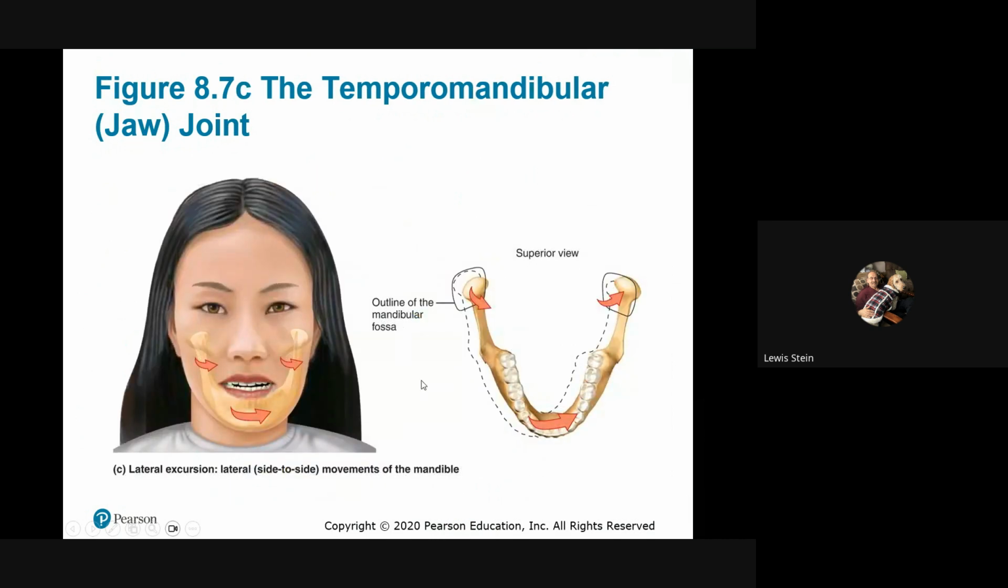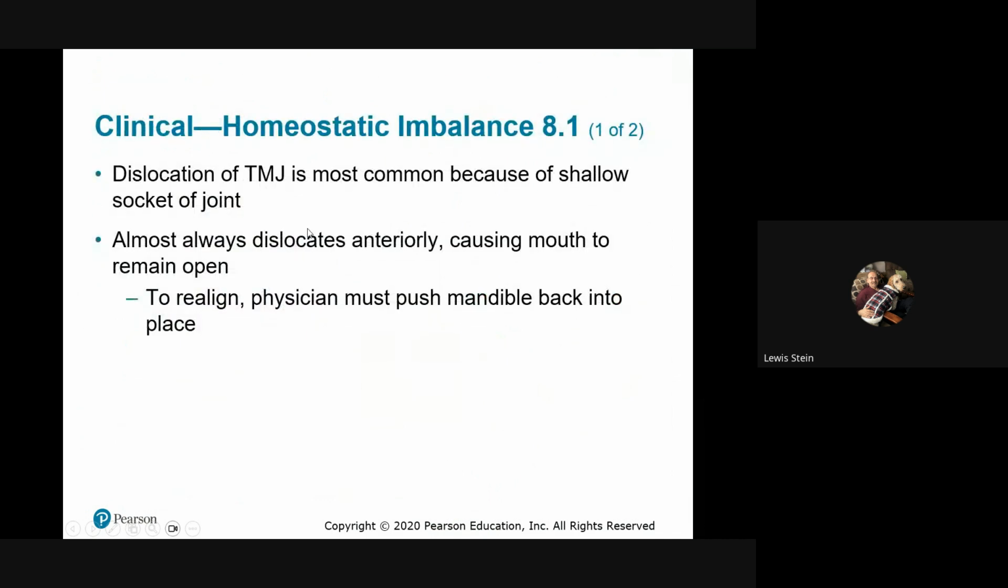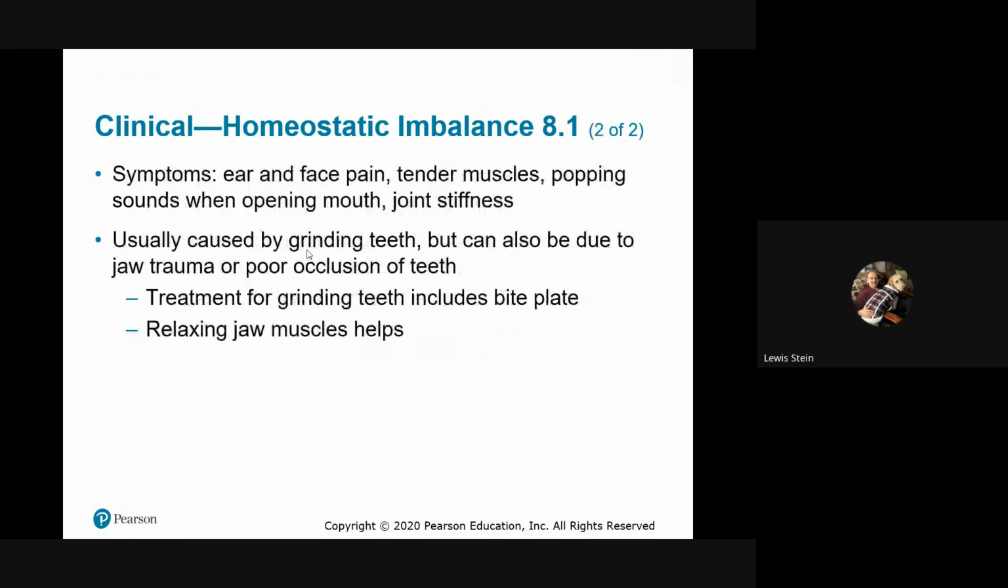Just to give you the clinical nugget that's associated with it, it's the most common because of the shallow socket of the joint. I don't know if that's why. It almost always dislocates anteriorly, and it's not so easy to push back. Because when that happens to people, they panic. Typically, you need some type of sedation. In the old days, we'd inject Valium, and that would sedate them pretty good, and you could pop things back in like shoulders and joints. I don't know what they do today.